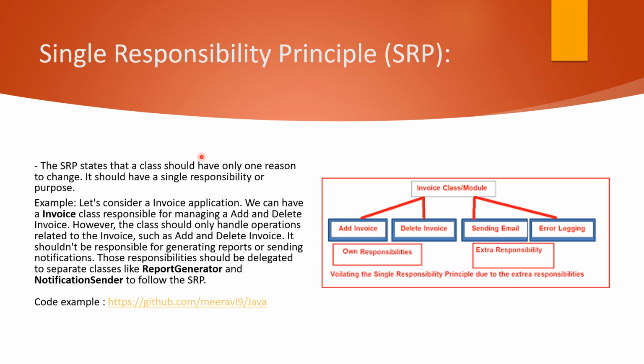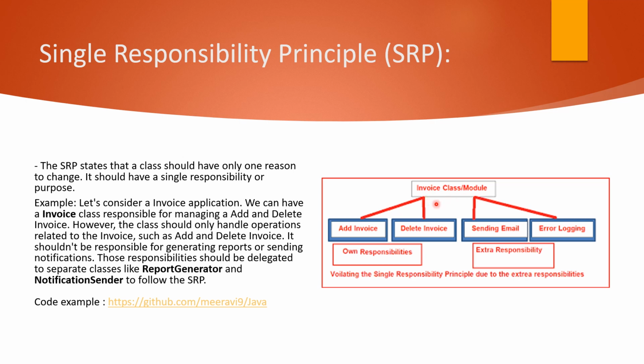First one, SRP, Single Responsibility Principle. The SRP states that a class should have only one reason to change. It should have a single responsibility or purpose. Example, let's consider an invoice application.